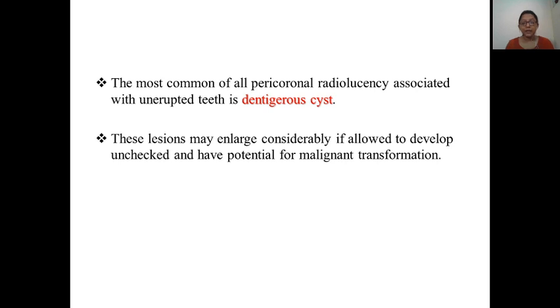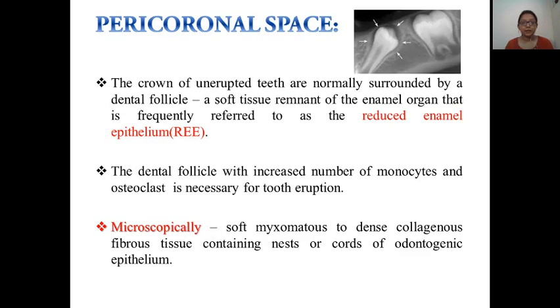Now, what is pericoronal space? Pericoronal space is a normal thing. The crown of an unerupted tooth is normally surrounded by a dental follicle, a soft tissue remnant of the enamel organ that is frequently referred to as the reduced enamel epithelium. The dental follicle, with an increased number of monocytes and osteoclasts, is necessary for tooth eruption.